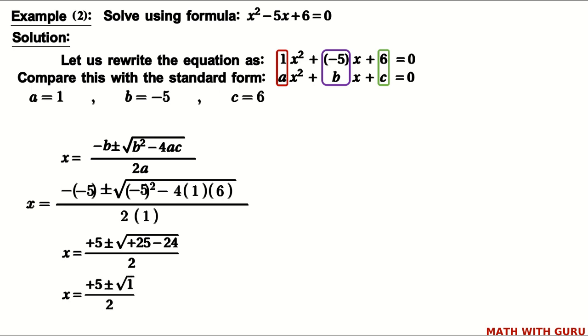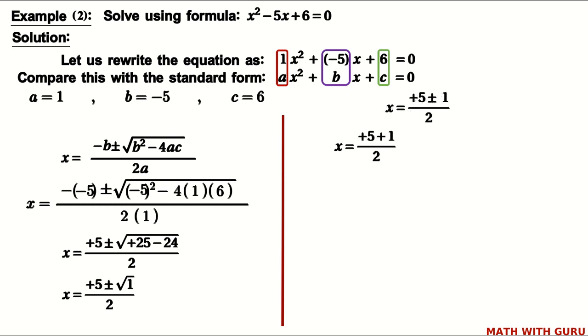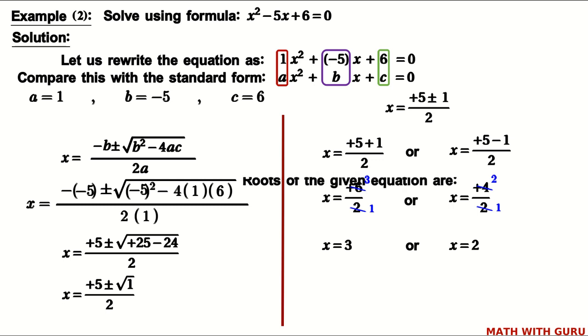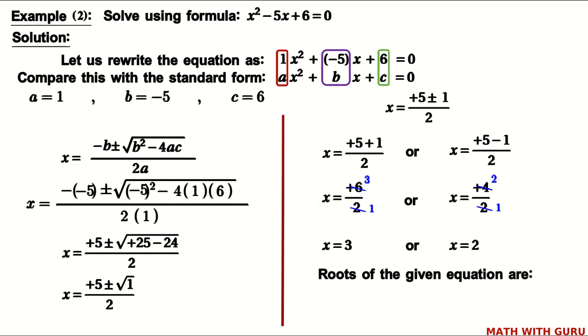x equals plus 5 plus or minus root of 1 divided by 2. Root of 1 is 1. x equals 5 plus or minus 1 whole divided by 2. Here are two values for x. Let us separate them. Now let us simplify. 5 plus 1 is 6. Then 5 minus 1 is 4. 2 3s are 6, 2 2s are 4. x equals 3 or x equals 2. Roots of the given equation are 3 and 2.